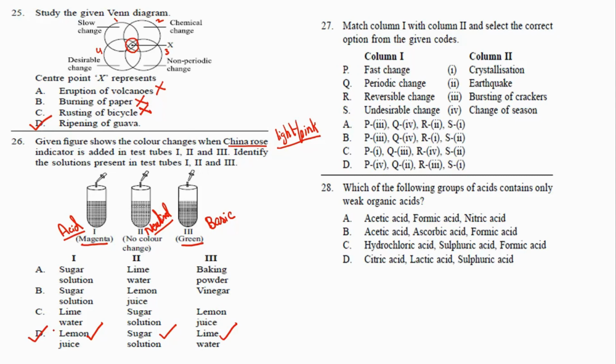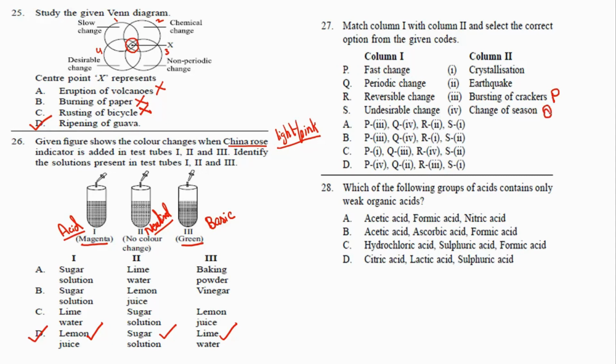Okay. Now we come to question number 27. Match the correct option from the given code. So we have column 1 and column 2. Let's see fast change. Fast change is what? Fast change is bursting of cracker. So we can take this as P. Periodic change can be change of season.